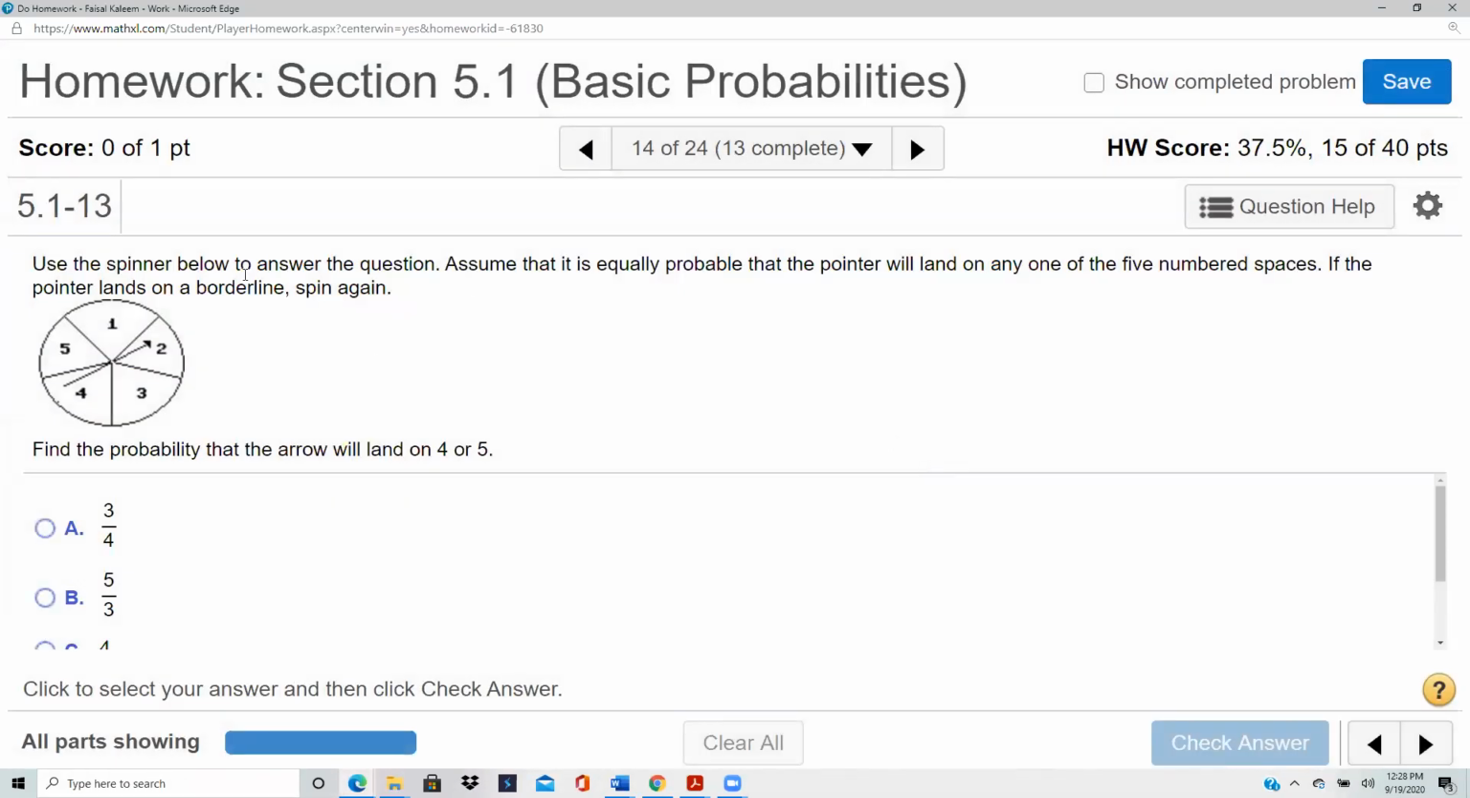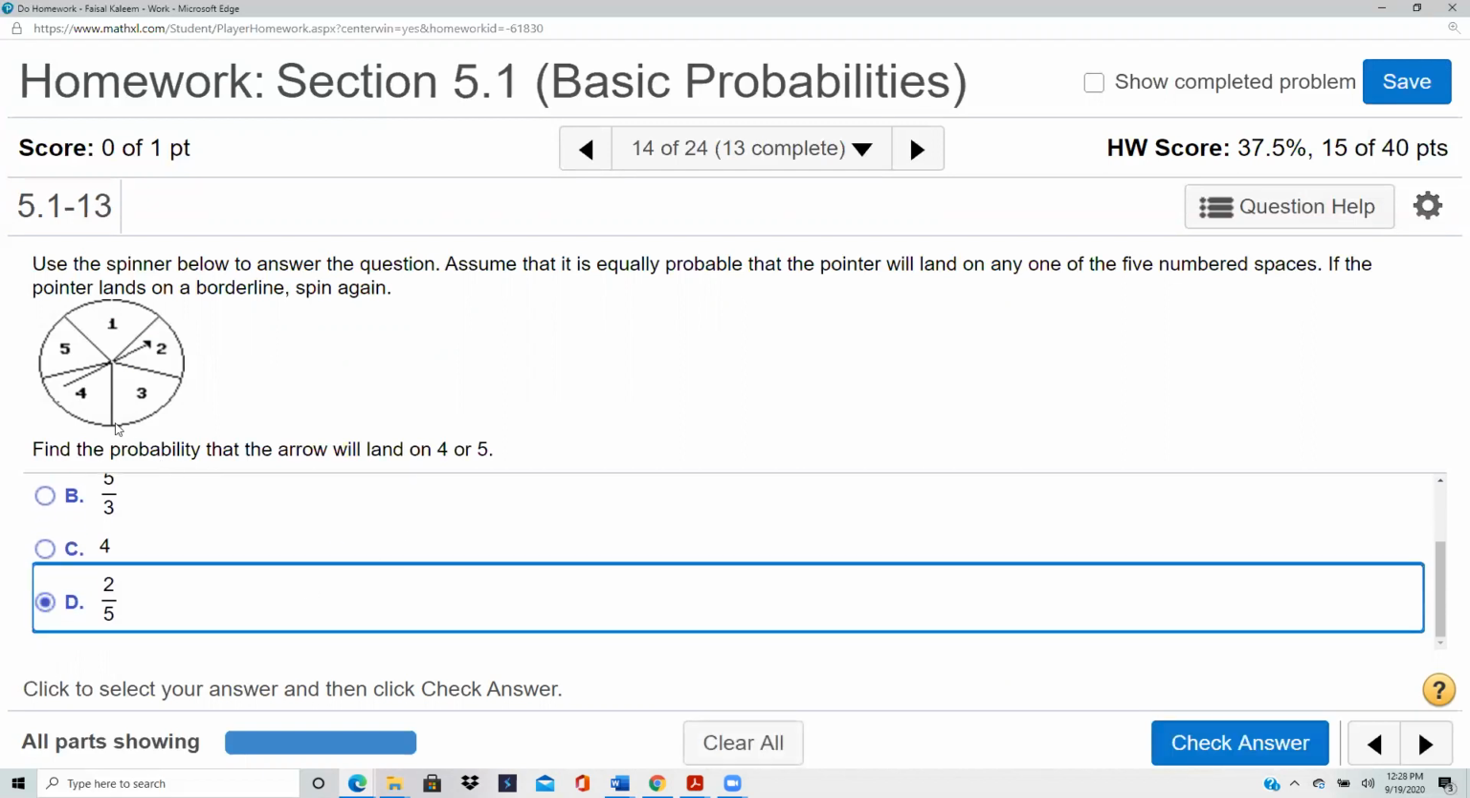Use the spinner to answer the question. Assume that it's equally probable that the pointer will land in any of the 5 numbered spaces. Find the probability that the arrow will land on 4 or 5. So 4 or 5, and they together constitute 2 of the 5 spaces. So 2 out of 5. Total of 5 spaces, and 4 or 5 constitute 2 of those 5.